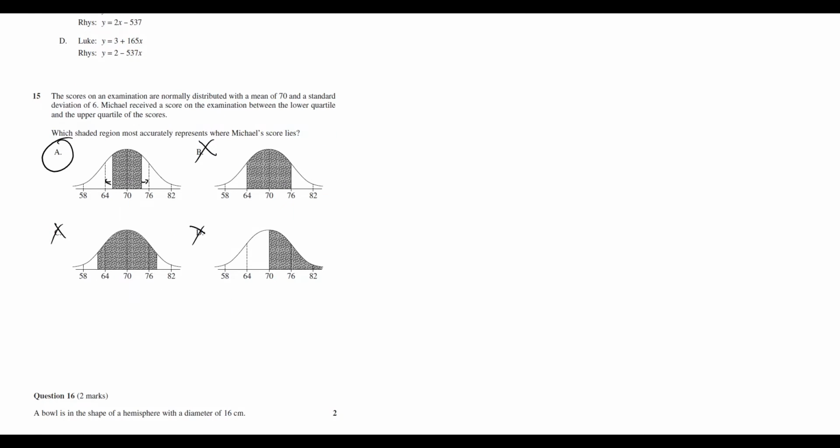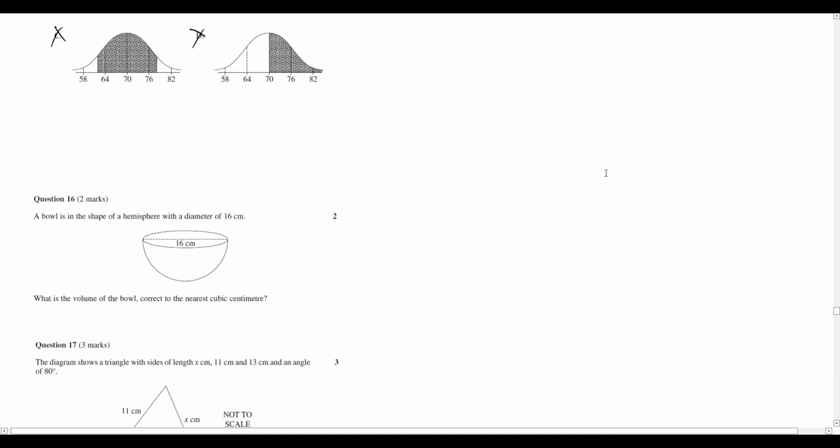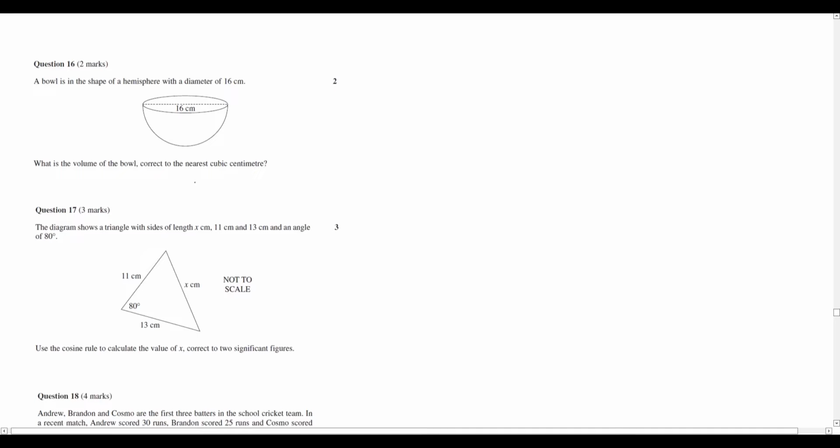Okay, let's get started with question 16 now. So onto the extended response section. Okay, question 16. So a bowl is in the shape of a hemisphere with a diameter of 16 centimeters. So what is the volume of the bowl correct to the nearest cubic centimeter?